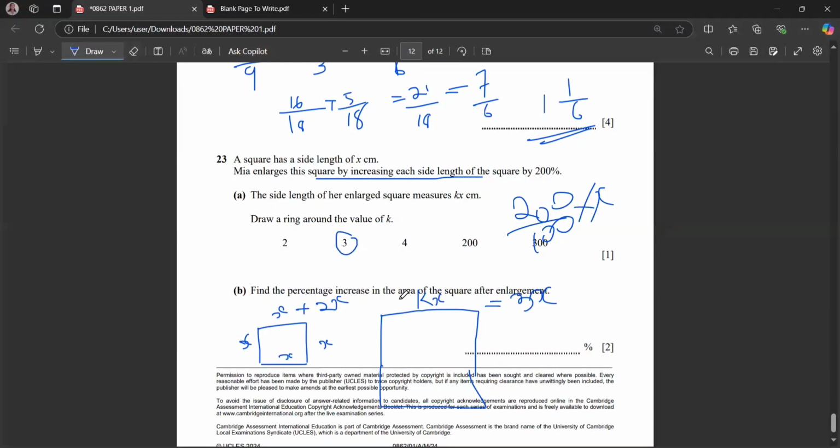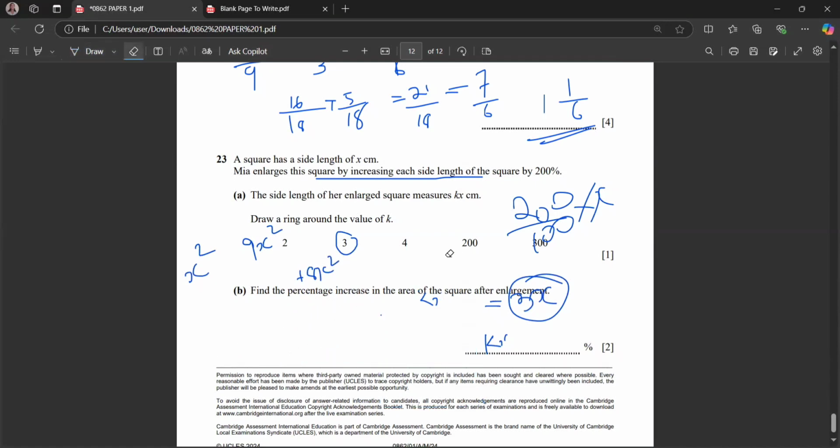Now find the percentage increase in the area of the square after enlargement. Again, originally the area was x square, isn't it? Area you find by multiplying the sides. So x times x, x square. And for the enlarged square, the new side we found is 3x. So it is 3x times 3x, 9x square is the new area. They're asking the increase in area. How much did it increase? So it increased by 8x square, isn't it? So you just need to find the percentage of that. Let's say x square was the original 100 percent, then you have increased it by 8 times more. So 800 percent is the increase in area.